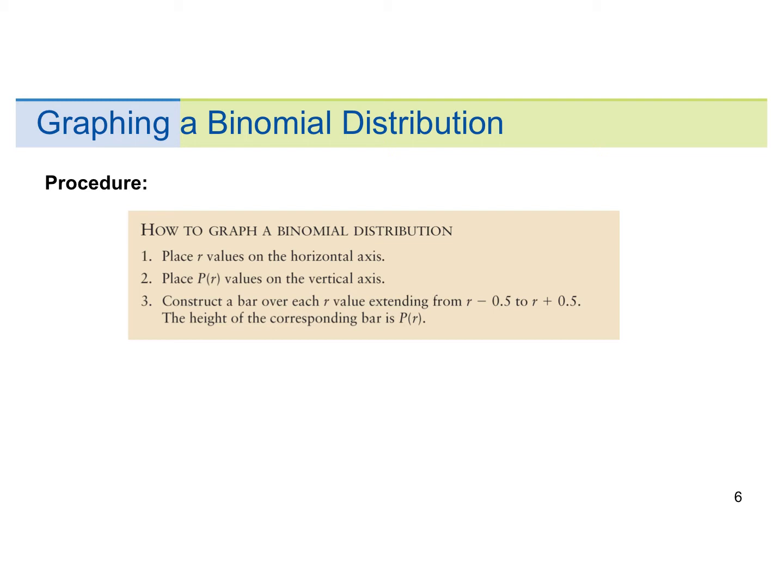Okay, so making this histogram for a binomial distribution, we're going to place our r values on the horizontal axis, the x-axis, and the probabilities of each one of those values of r on our vertical axis. We're going to construct a bar over each value extending from minus 0.5 to plus 0.5. So when you have the histogram, there's the 1, and then the 2, and so on. It's going to extend negative 0.5 and positive 0.5 away from each of your whole values of r.